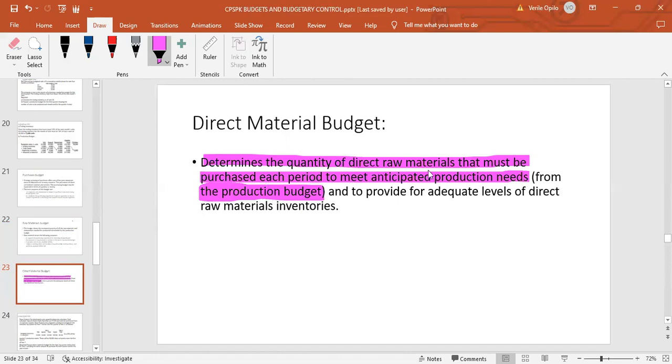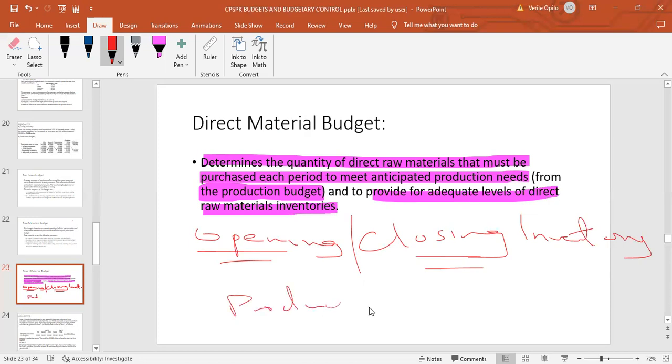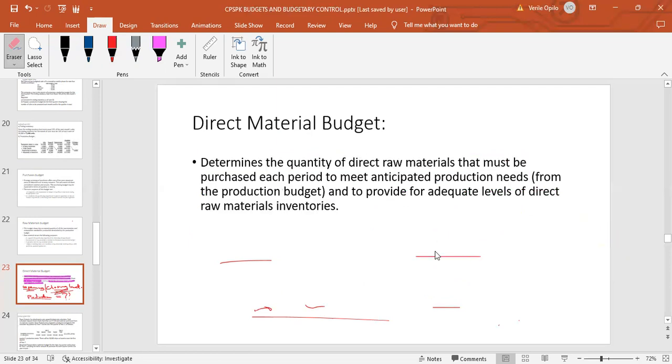So this budget is going to inform the business on how many raw materials need to be purchased in order to meet the production needs, and also to provide for adequate levels of direct material inventories. At the end of the day, how many units do we want to have in closing inventory, and how many units do we have in opening inventory. So using that production budget, you can see how much is in opening inventory in each period, how much is in closing inventory, and how much you need to use for production. Therefore, you can know how many units the business should buy at a given point in time. So let's look at an example.